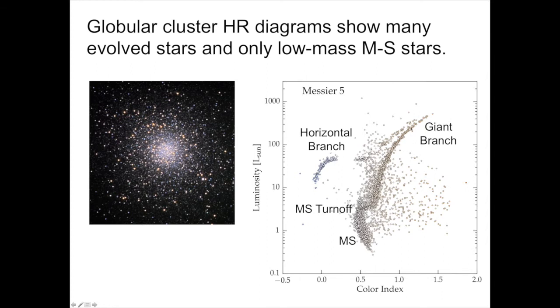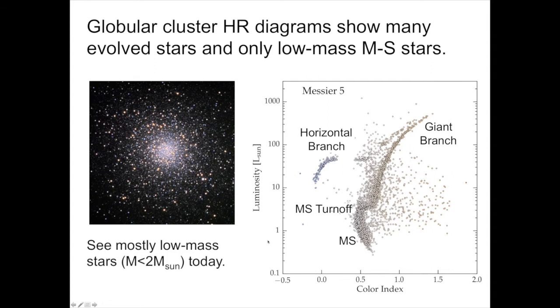Indeed, their cluster Hertzsprung-Russell diagrams are dominated by these evolved giants and subgiants, asymptotic giants, and even horizontal branch stars, as well as these long, thin main sequences. The cutoff here is just because the data that I'm using for this cluster, Messier 5, cut off at the lowest luminosities because this was a shallow set of data from the Hubble Space Telescope.